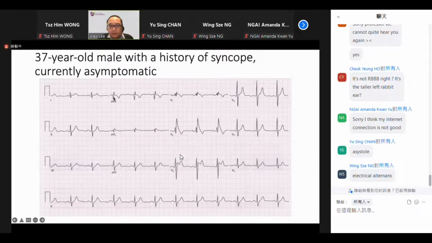This may be the final case. A 37-year-old male with a history of syncope, but he is asymptomatic currently. Marcus Chung, are you here? Hello. Would you kindly help us to describe this ECG for us? Asymptomatic male, history of syncope.